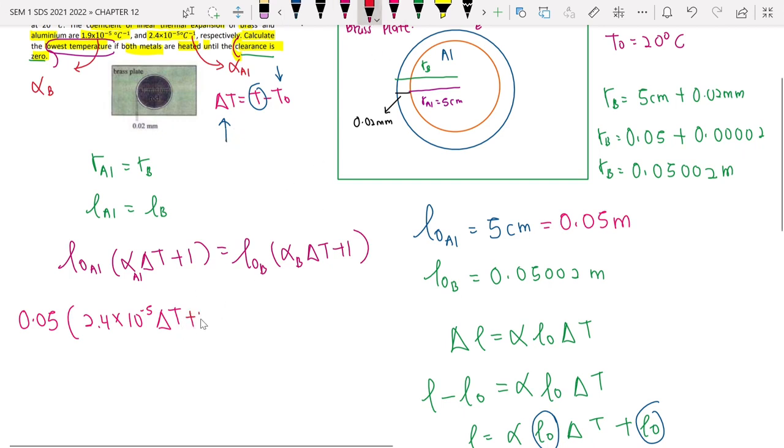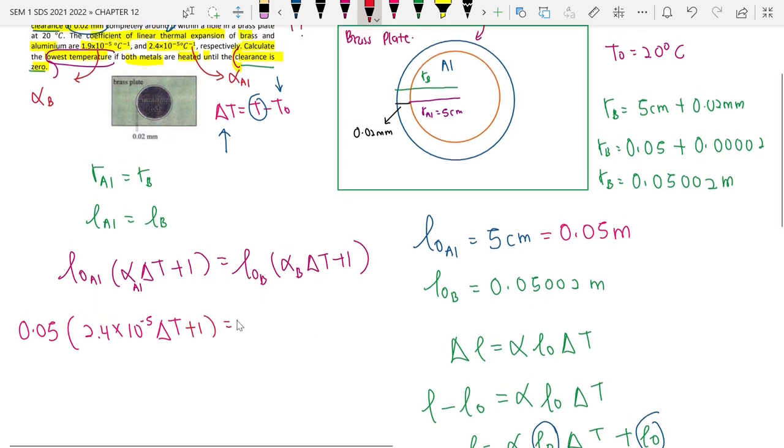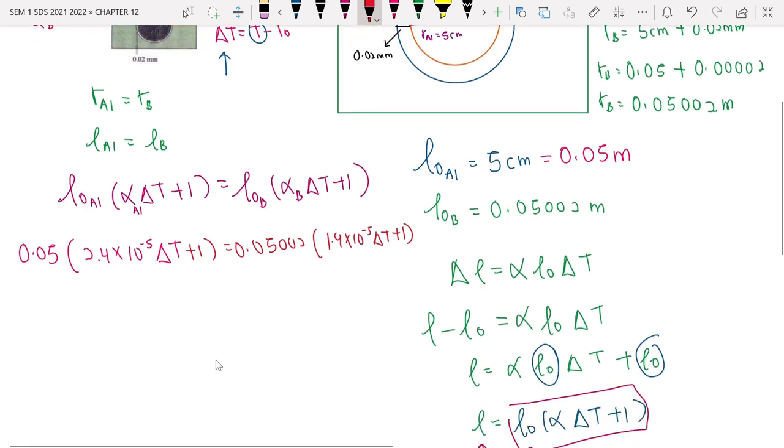Plus 1 equals the original length for brass plate, which is 0.05002, times the coefficient of linear expansion for brass plate, which is 1.9 times 10 to the power of negative 5, and change in temperature plus 1. The change in temperature for brass plate and also aluminium will be the same, as both are in the same system.